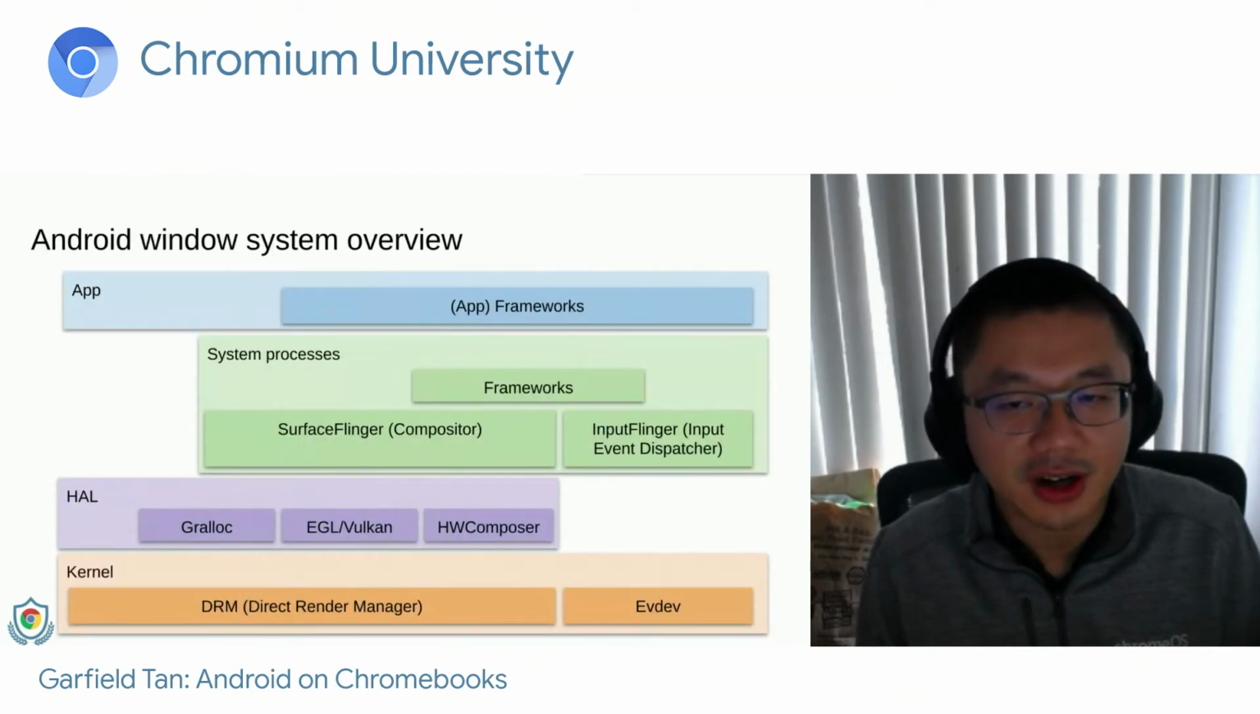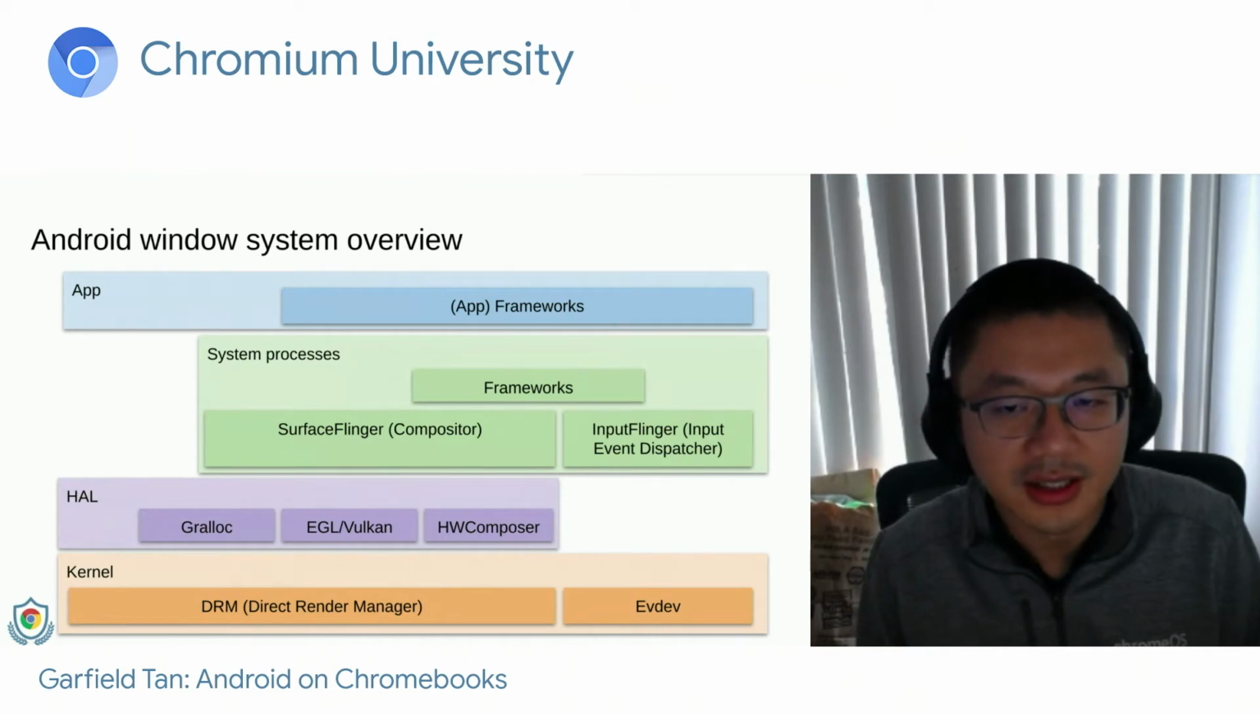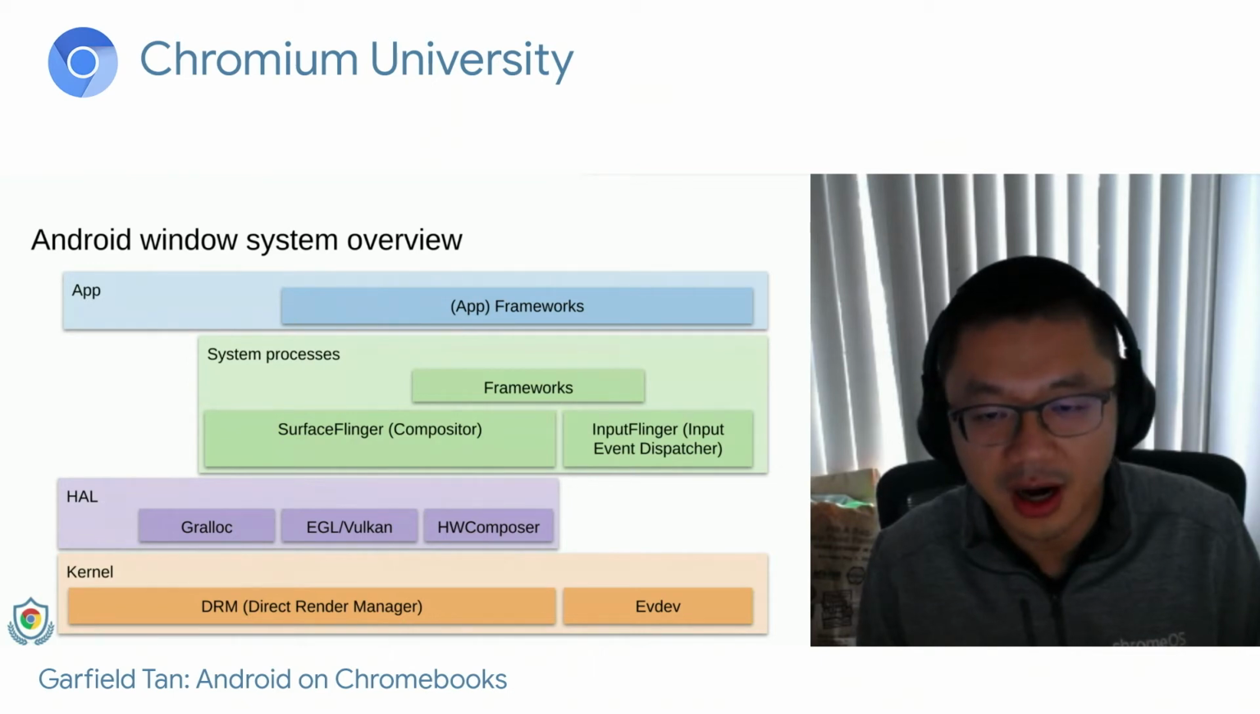In order to explain the architecture of Android on Chromebooks, we need to take a look at the Android system architecture. As I said before, Surface Flinger is the compositor. Input Flinger is in charge of dispatching input events to Android windows. They are the common components for all Android devices. Things in system processes are the common parts for all Android devices. Things in HAL are device specific. Gralloc is the graphic buffer allocator. HW Composer, or the hardware composer, is a HAL component that leverages hardware capability to perform composition tasks, such as scan-out and hardware overlay.